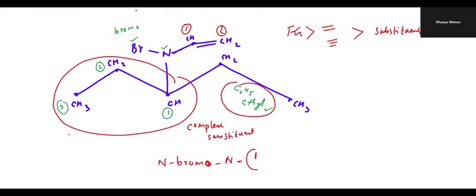First position, I have ethyl. And the complex substituent, how many carbon atoms are there? 1, 2, 3. So propyl. I'm not writing propane because it's a substituent. Ethyl propyl. So we finished naming the complex substituent.